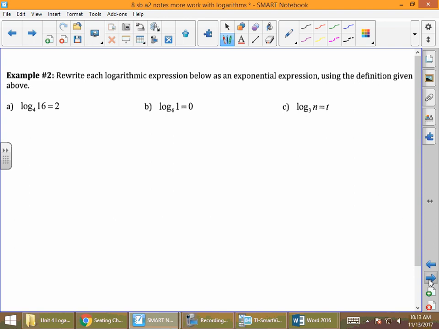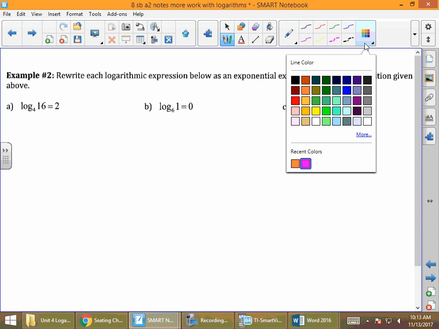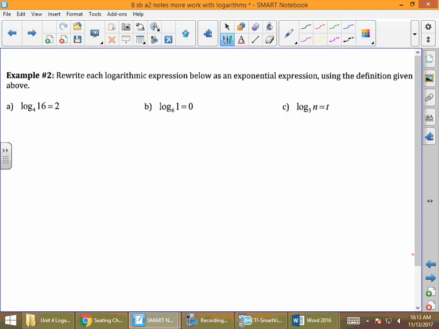So I'll take this opportunity to say that a logarithm is another way of writing an exponent. So what this equals, on letter A, it equals 2. That's the exponent in this problem. It's going to be 4, log base 4 squared equals 16. What the logarithm equals is an exponent.